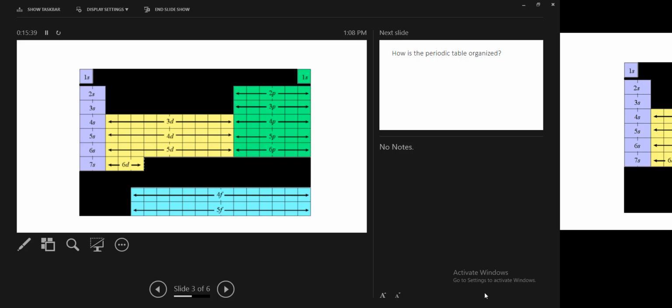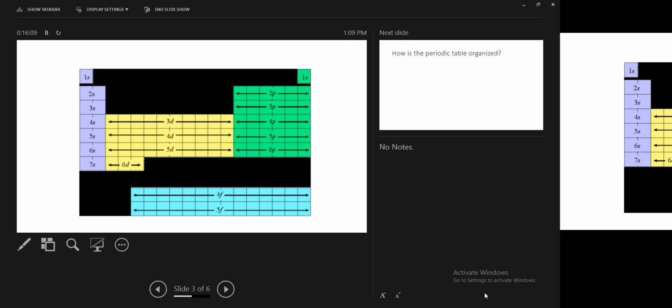Right? So according to our rule, where should iodine end? 5p5. And if we're going to start putting electrons into our 5p subshell, what do we have to do? We've got to fill everything that is a lower energy level first. Where do we start?